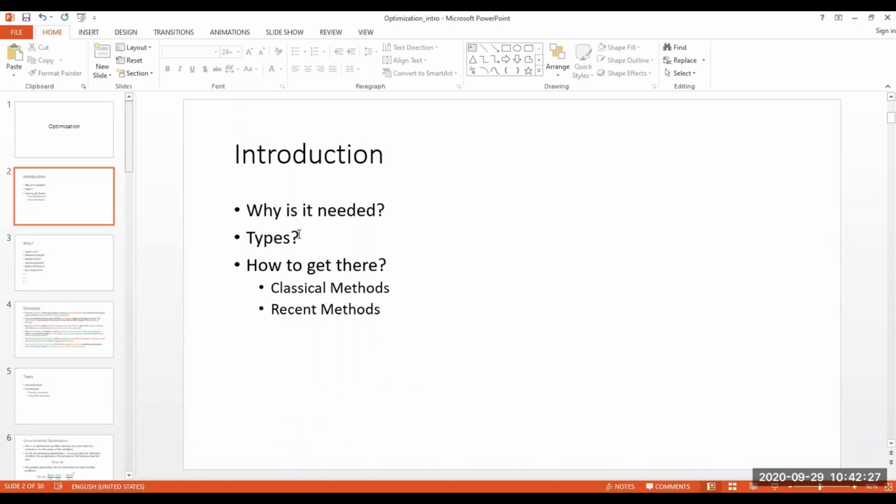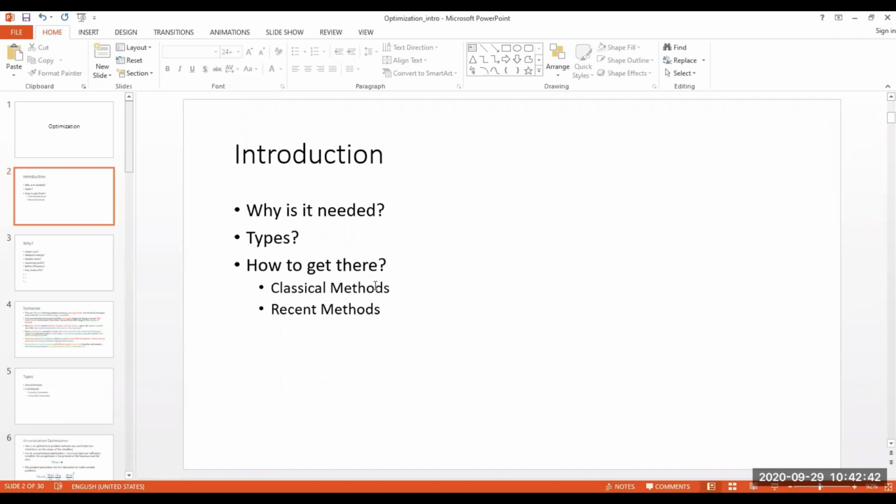What are the types? We will go through those. And how do we reach the optimal solution? There are different sorts of methods. Basically, it is not a new domain of discussion. Optimization has been done for long.